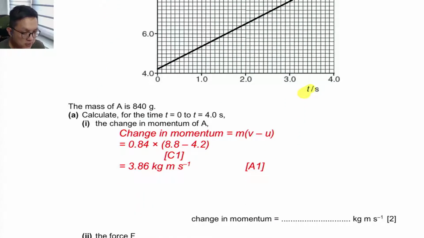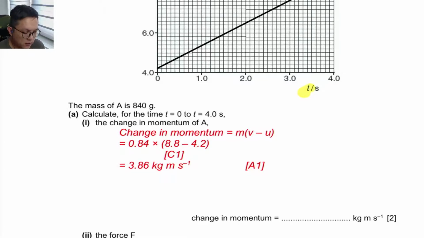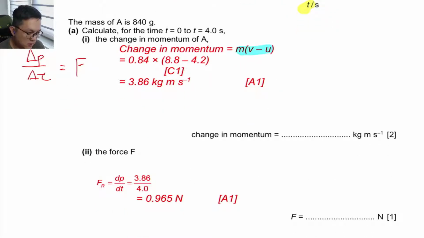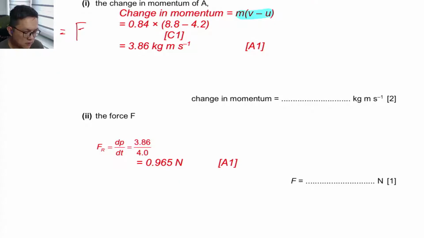Okay, mass of the car is 840 grams. Calculate the change in momentum. Okay, this one was generally okay. Most of you can do this. It's just basically applying this formula directly. But some of you got careless and then you go and divide by time. If you divide by time, you'll actually be doing delta P over delta T, which is actually equal to your force, which is just the next part. But I gave you ECF for this one. So this is delta P over delta T.